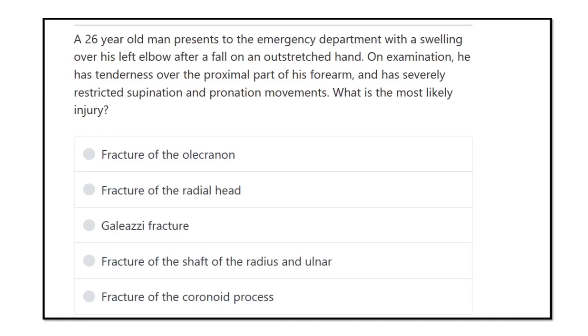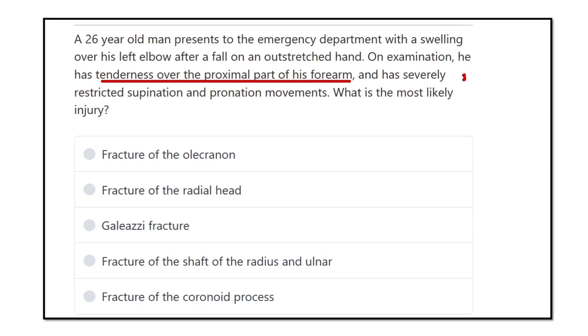A man presents to the emergency department with a swelling over the left elbow after a fall on an outstretched hand. On examination, there is tenderness over the proximal part of the forearm. That means in the proximal part of the forearm, there are two bones. One is the radius, another one is the ulna, and there is severely restricted supination and pronation movement. What is the most likely injury?